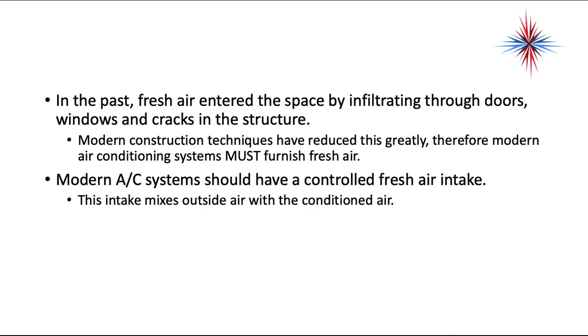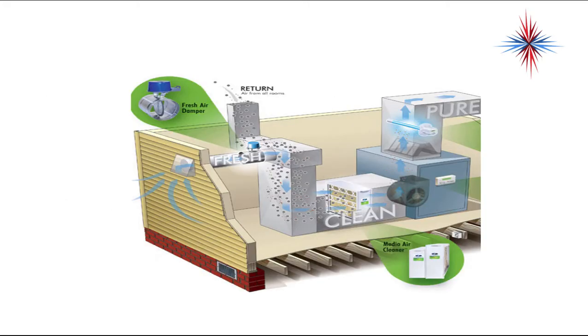In the past, fresh air entered the structure by infiltrating through doors, windows, and cracks in the structure. Modern construction techniques have reduced this greatly. Therefore, modern air conditioning systems must furnish fresh air. Modern AC systems should have controlled fresh air intakes. These intakes mix outside air with the conditioned air.